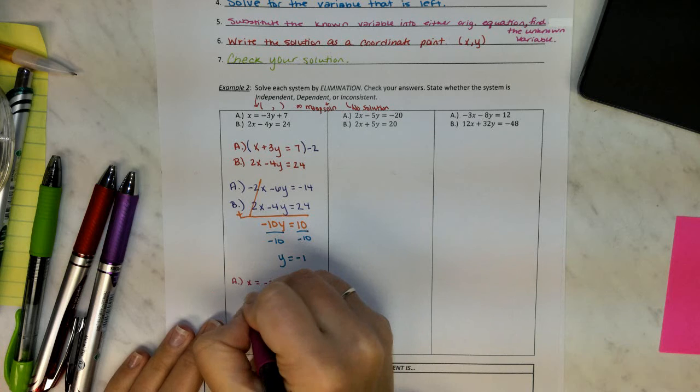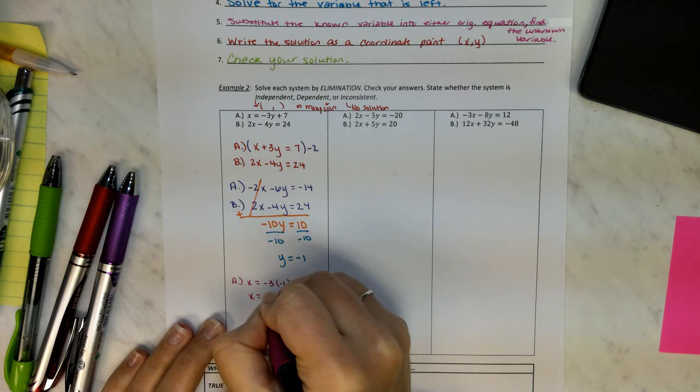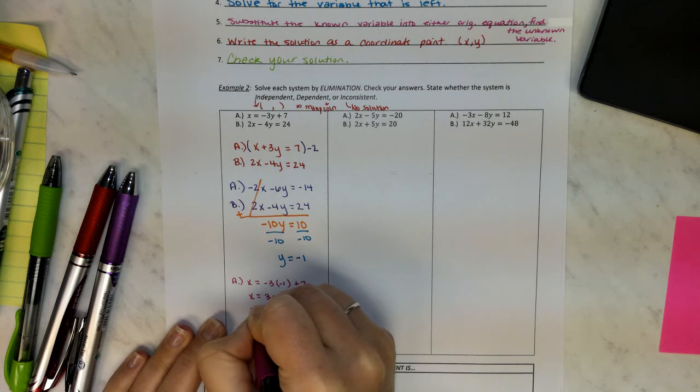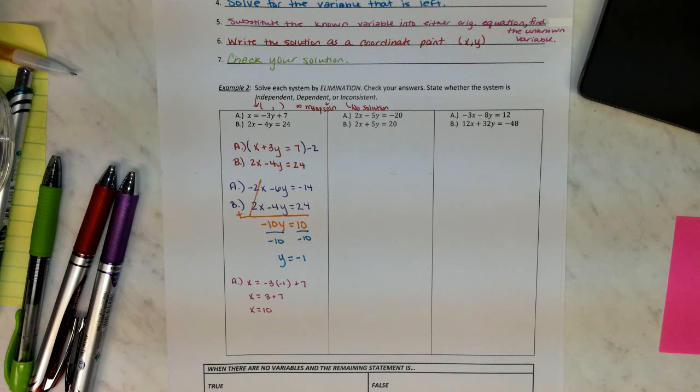Now I'm going to solve for x. x equals, that's 3 plus 7. x equals 10. Okay, so I solved for the unknown variable.